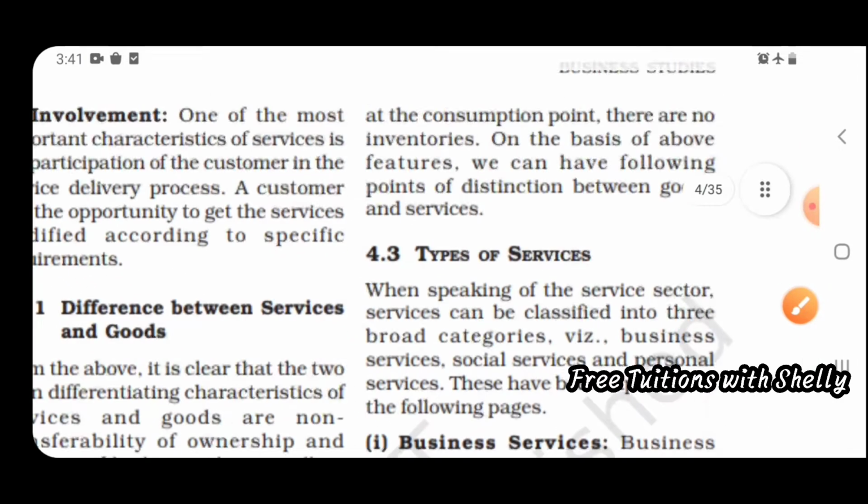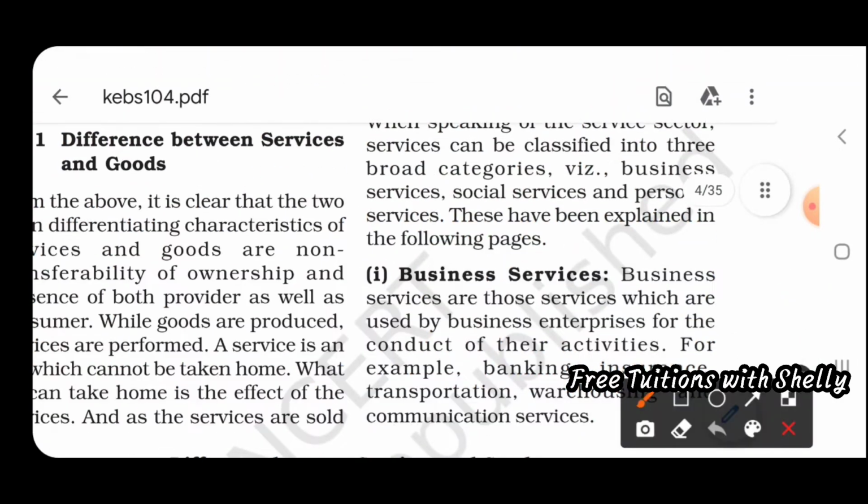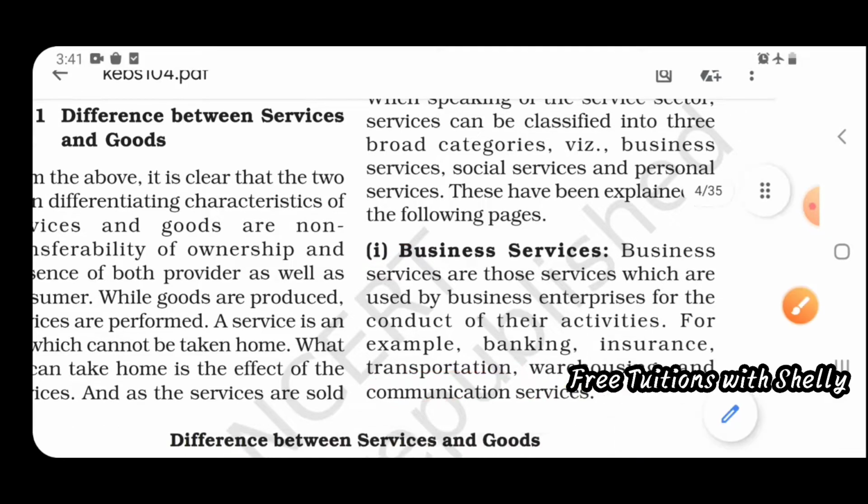Next, we are going to look at the types of service. The first one is business service. Business services are nothing but the activities done for the growth of the business. Examples are banking, insurance, transportation, warehousing, communication, etc.